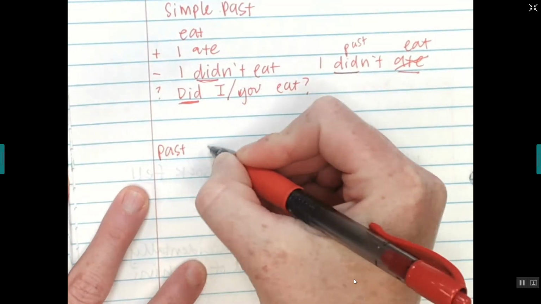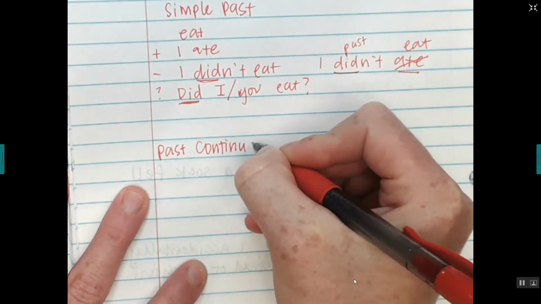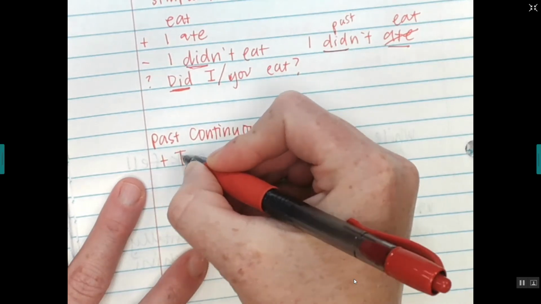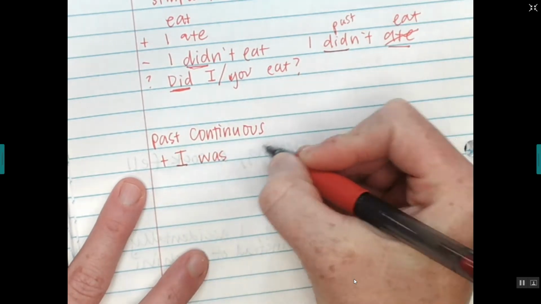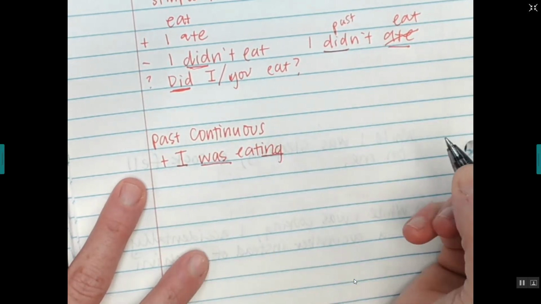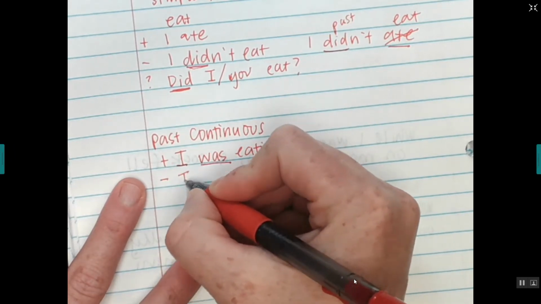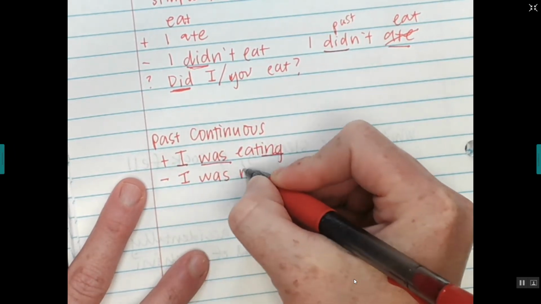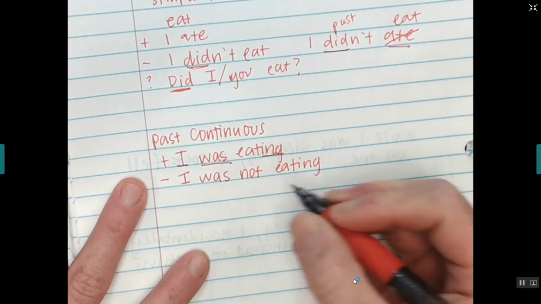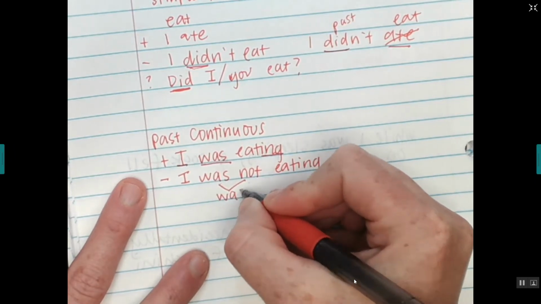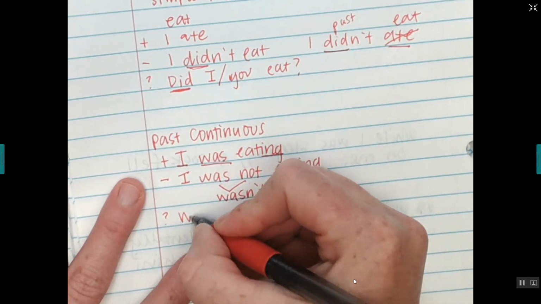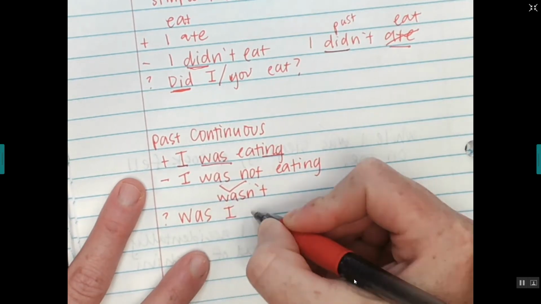Past continuous. Okay, past continuous. Real quick review. I, and then we use to be, was eating, ing. So you use your to be verb and then ing. Okay, I was eating. The negative, I was not. Okay, you just put not after the to be verb, eating. And if you want to, you can use the contraction, wasn't eating. And then the question, you would say, was I eating?